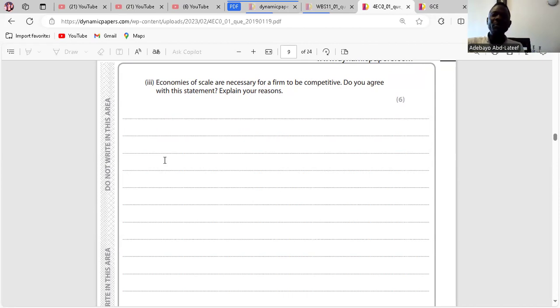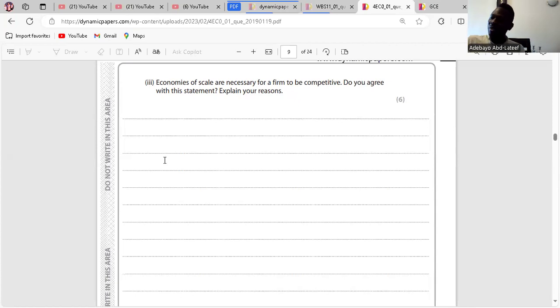So with competitiveness, how does competitiveness come about? They said economies of scale is necessary for a firm to be competitive. What is competition itself? Competition is the rivalry that exists between firms. So for a firm to be more competitive, it needs economies of scale.